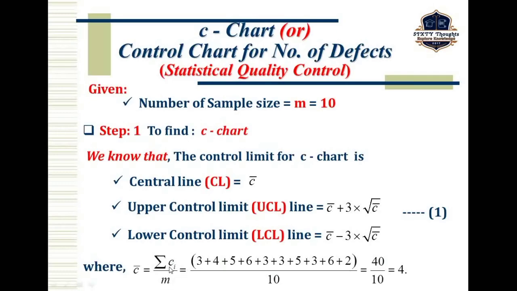What is the meaning of Ci? Number of defect values. Coming to our given data, we have 10 different defect values. Adding all the defect values, we get the sum of Ci. m is nothing but the total number of sample size, 10. If we add all 10 values, we get 40 by 10, and 40 by 10 means 4. So this is your C bar value. Substitute the C bar value in equation number 1, and we get these 3 horizontal line values, right?